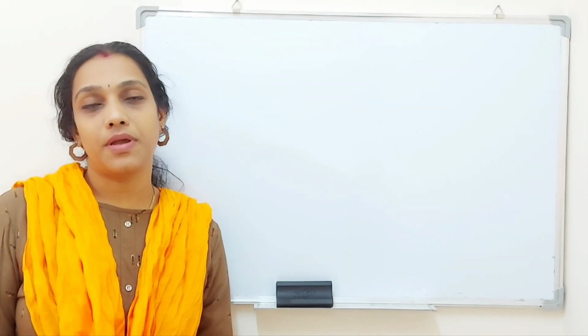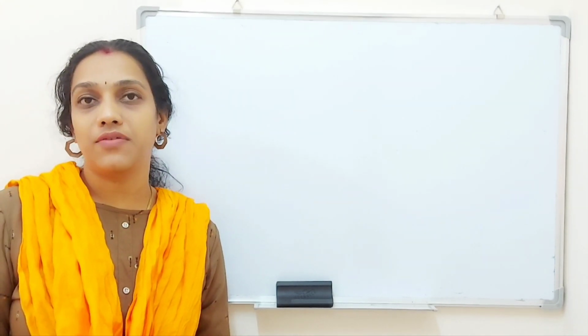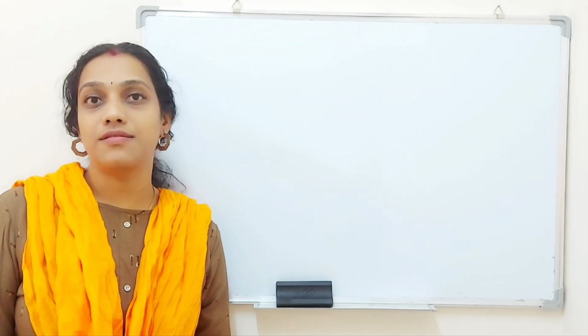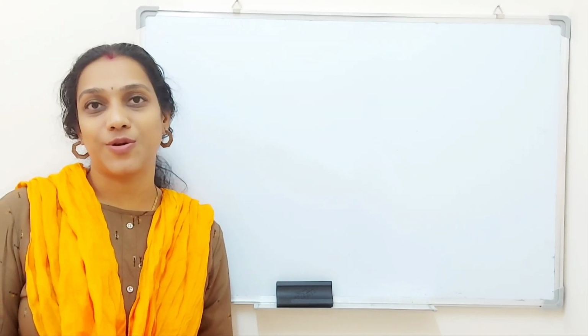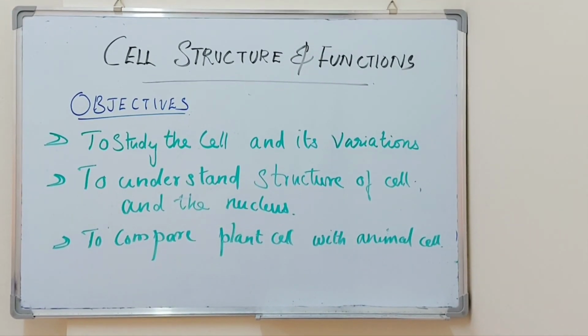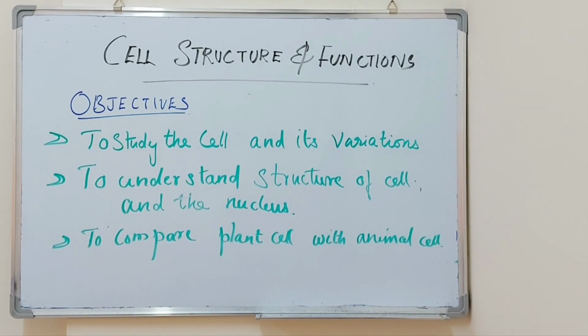Today I am with a new topic, that is a topic from science. Today we are going to discuss a topic from 8th grade, that is cell structure and functions. Let us see the topic. Let's quickly see the objectives of today's study. First one, to study the cell and its variations, to understand the structure of the cell and the nucleus, and finally to compare the plant cell with animal cell.